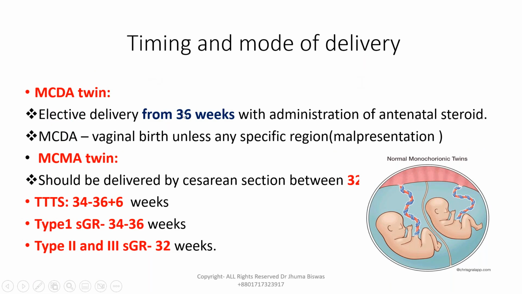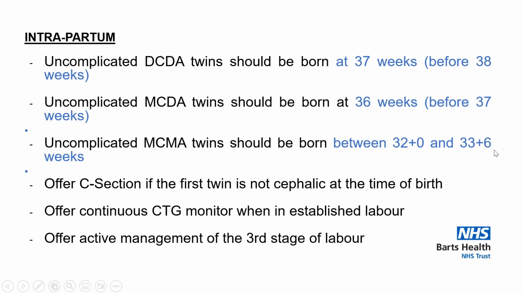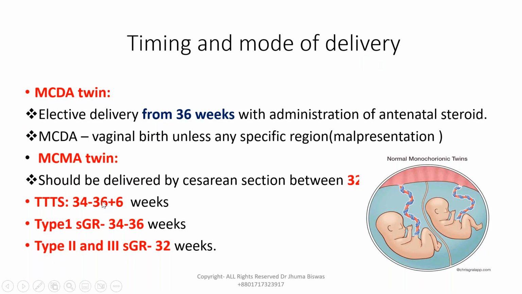So again, timing and mode of delivery for MCDA twin is from 36 weeks onward after giving the steroids. For MCMA twin, by cesarean section, between, as we mentioned, 32 to 33 plus 6 weeks. And I have also written here so that you can remember: twin transfusion syndrome between 34 to 36 plus 6 weeks. In case of type 1 IUGR between 34 to 36 weeks, and type 2 and type 3 IUGR will be by 32 weeks.